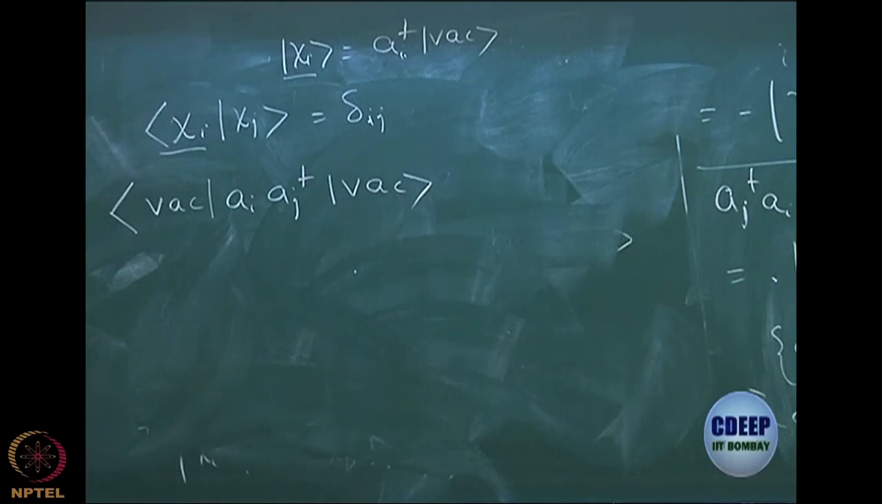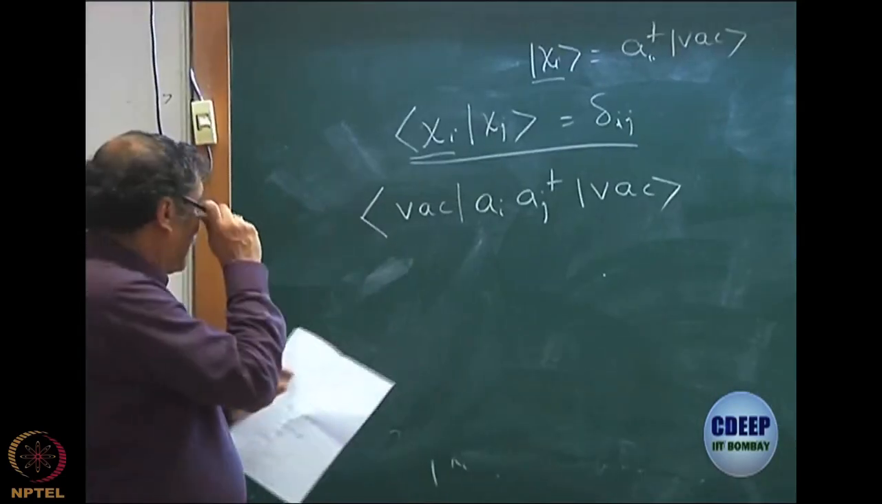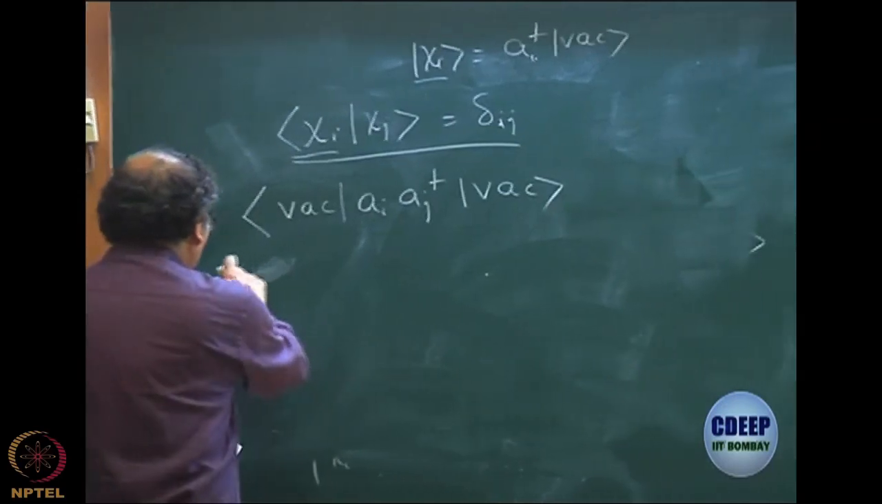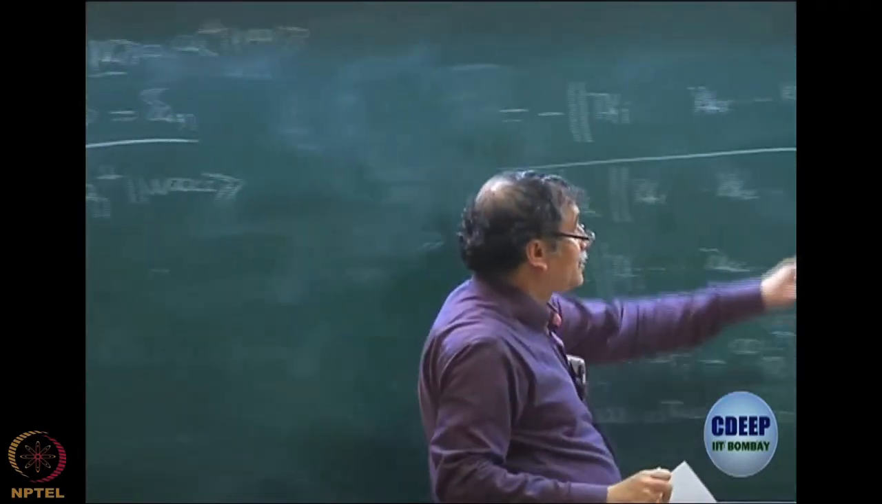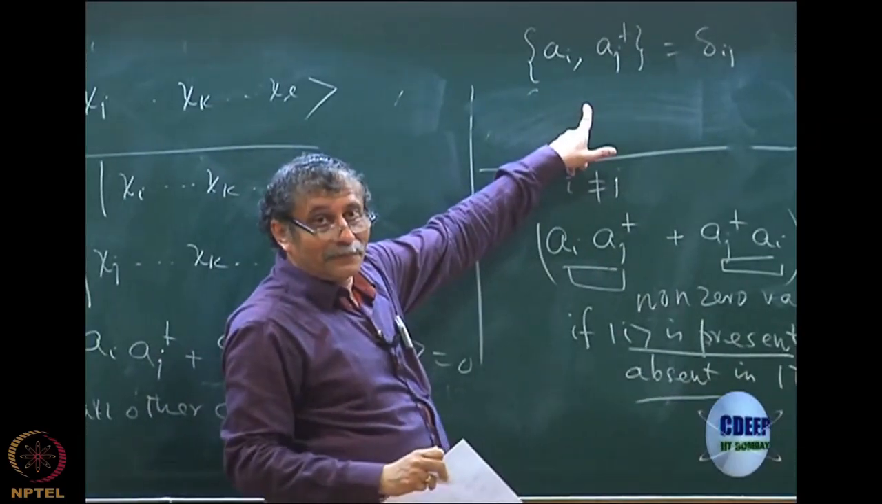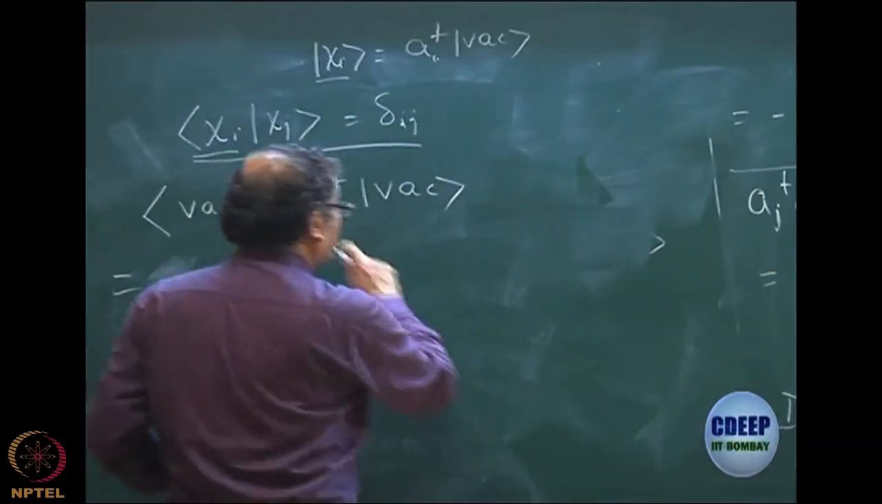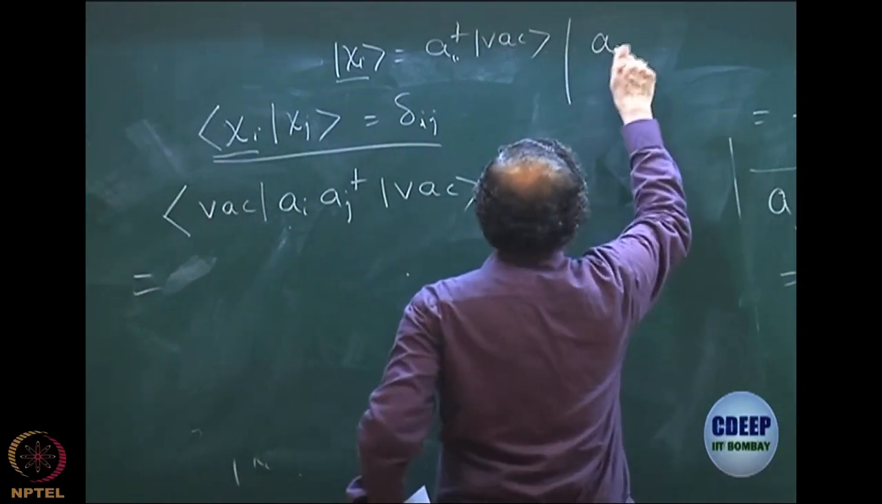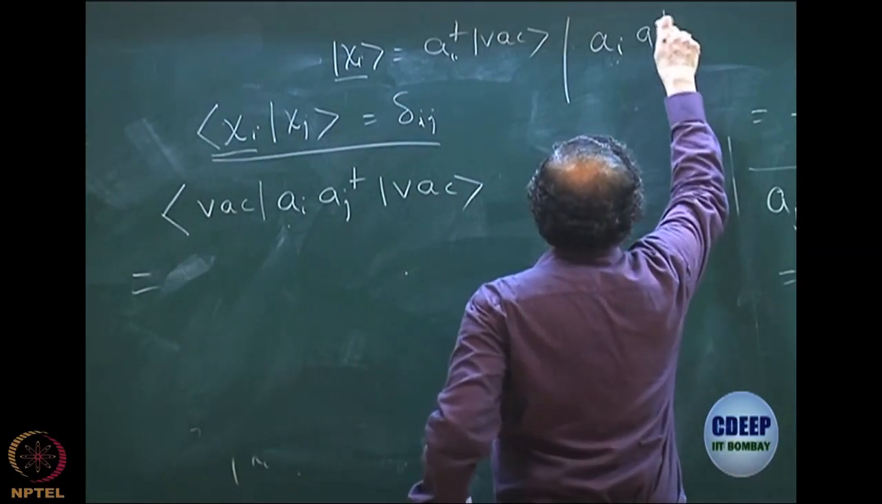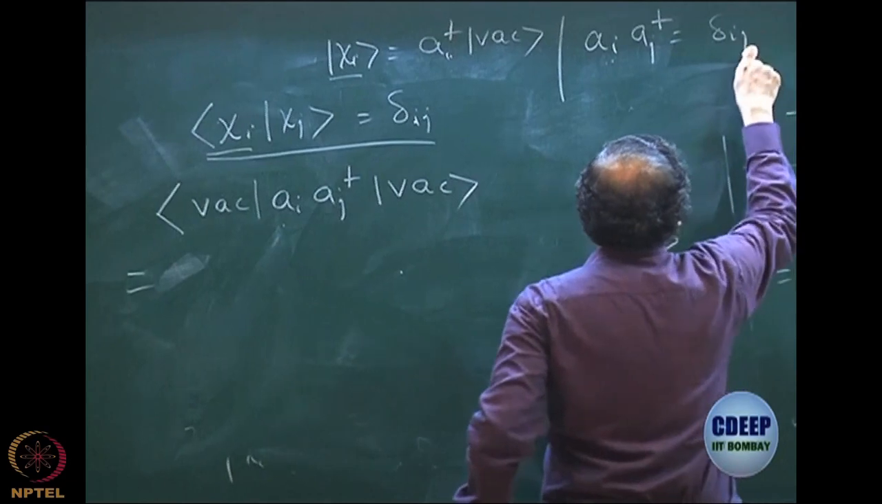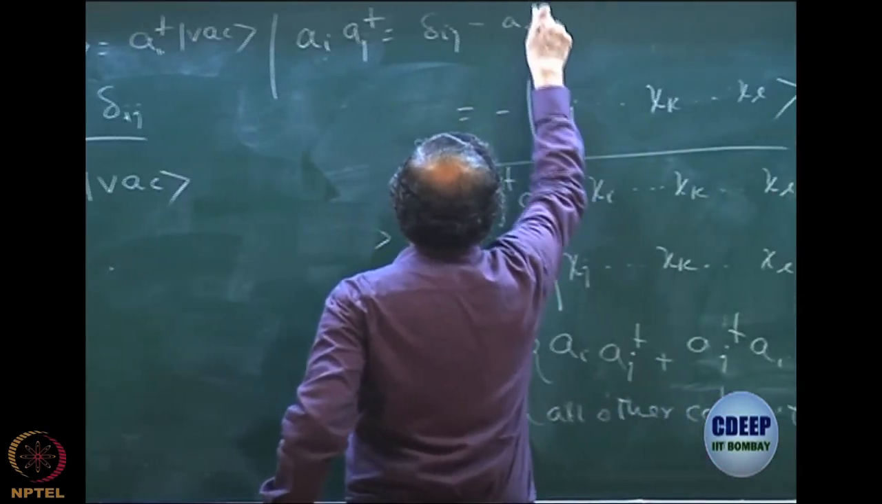Correct? So I am writing the left hand side, vacuum A_i. Now what will you do? You will actually go back and use this anti-commutation. Right? So how do I write the anti-commutation? A_i A_j dagger. Remember the anti-commutation: A_i A_j dagger is equal to delta_ij minus A_j dagger A_i. Correct?